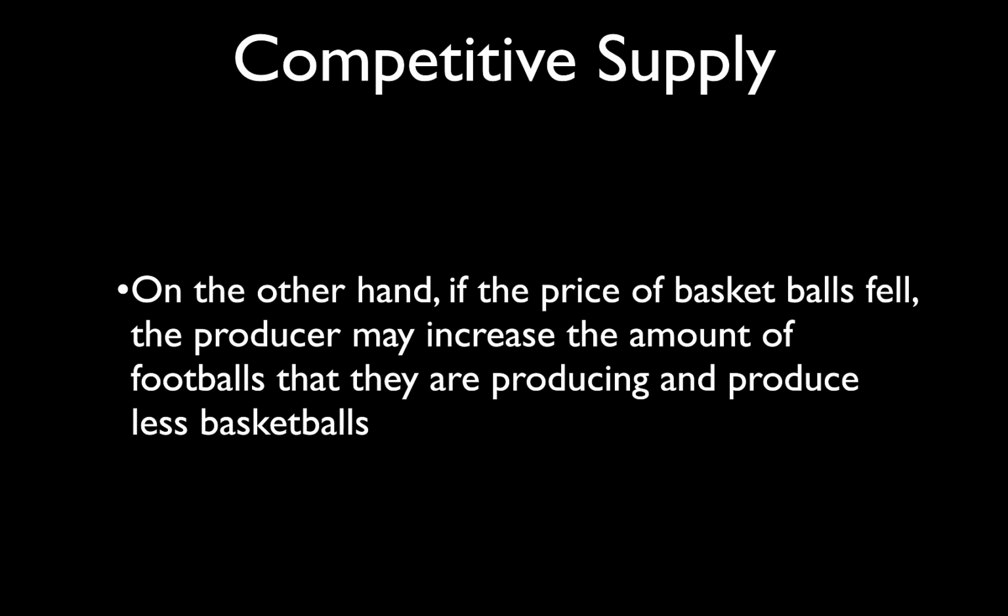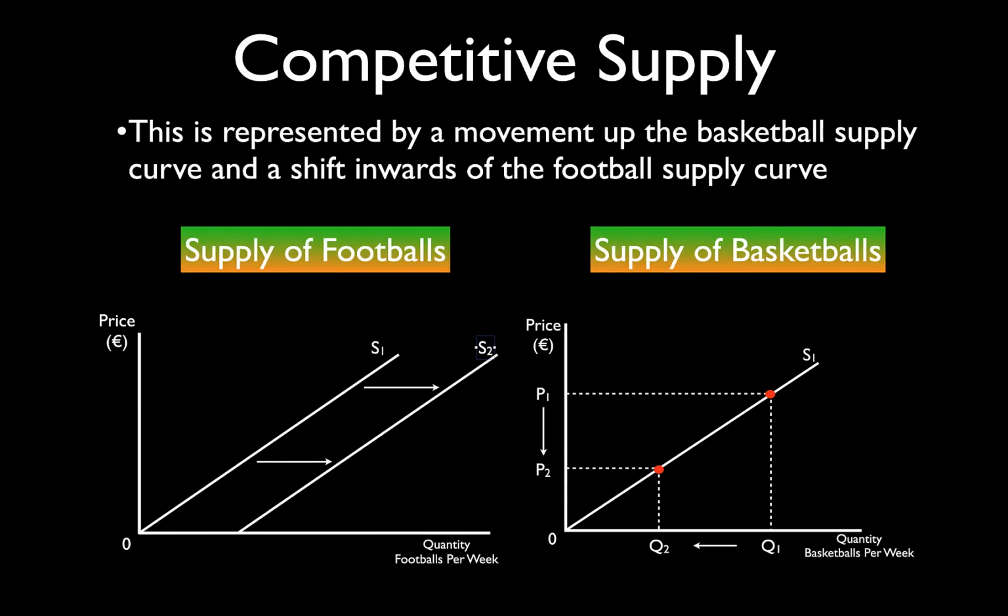On the other hand, what would happen to the supply curve of footballs if the price of basketballs fell? If the price of basketballs fell, the producer may increase the amount of footballs that they are producing and produce fewer basketballs. Okay, so again, we're trying to keep everything in mind here. So there has been a downward movement along the existing supply curve. And what we're saying now is that the profit margin per good sold has been reduced on the supply of basketballs because of the downward movement.